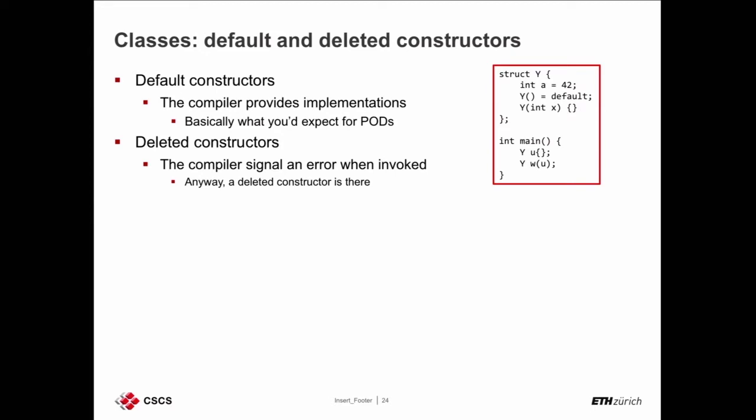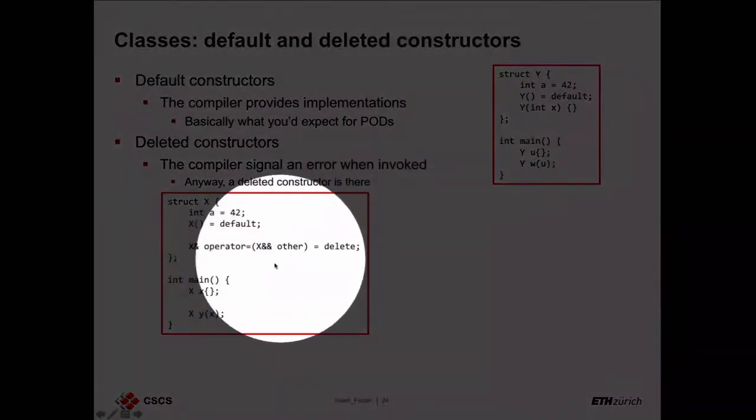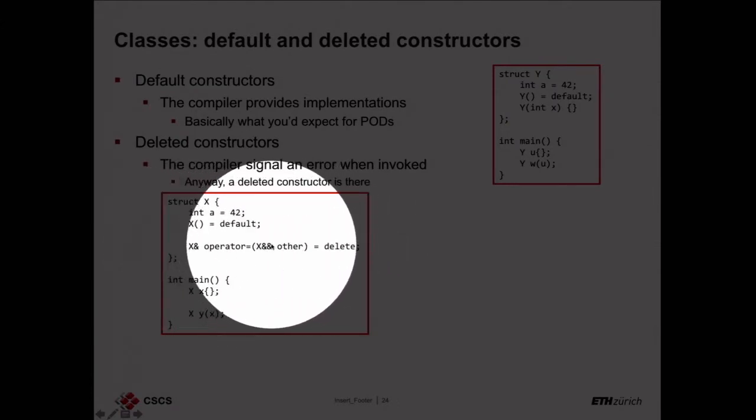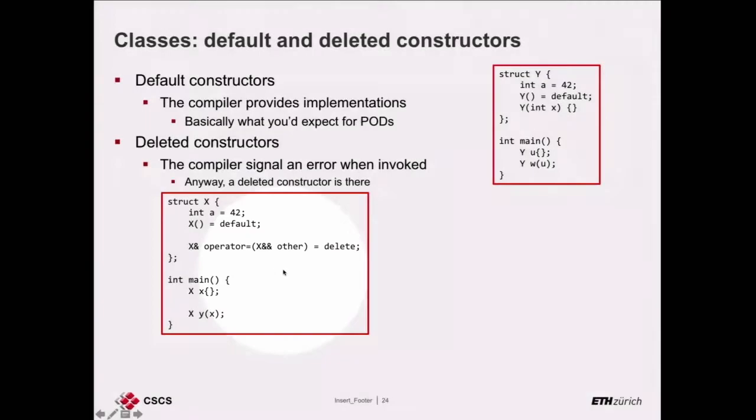So here, if you delete the constructor, the compiler signals an error when you try to use that constructor. The problem is that sometimes the constructor is there anyway. Like this is called the move constructor, the move assignment, and I am deleting it. So we will see what this does. Basically, we take another object of type X, this is struct X, and we perform a move operation, which is a kind of clever way of copying without spending the time.